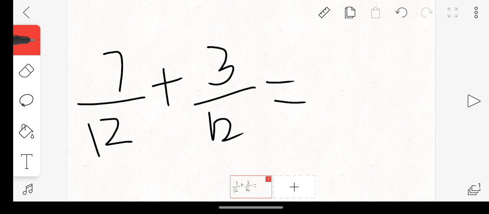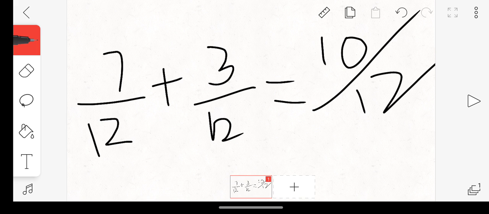You are correct if you put in 10 twelfths.